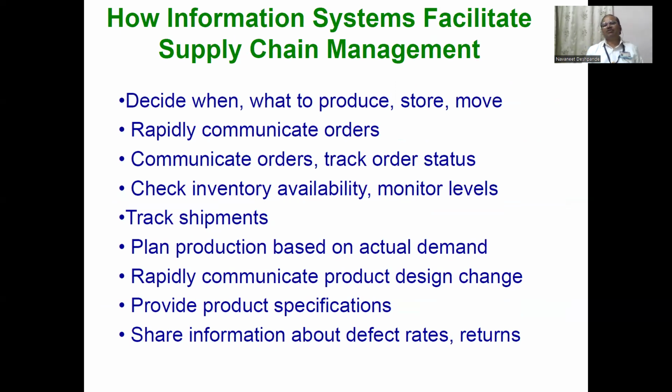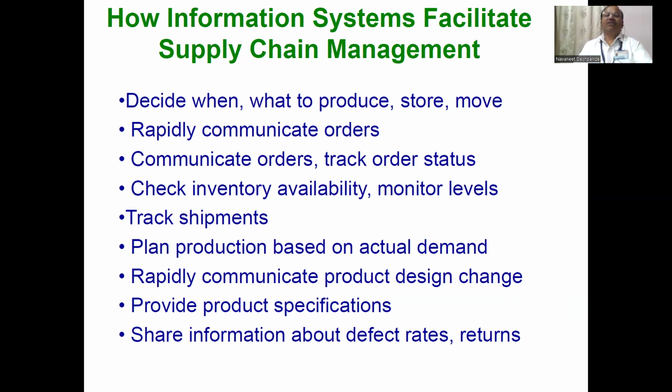So how these information systems facilitate the supply chain management is essentially meeting of the two domains, which have evolved separately. In fact, information systems has come from the engineering background. Supply chain management has come from the operations background. When they meet, we can take an informed decision instead of taking a half-informed decision. So we have to decide when to produce, what to produce, how much to store, and how much to move on.